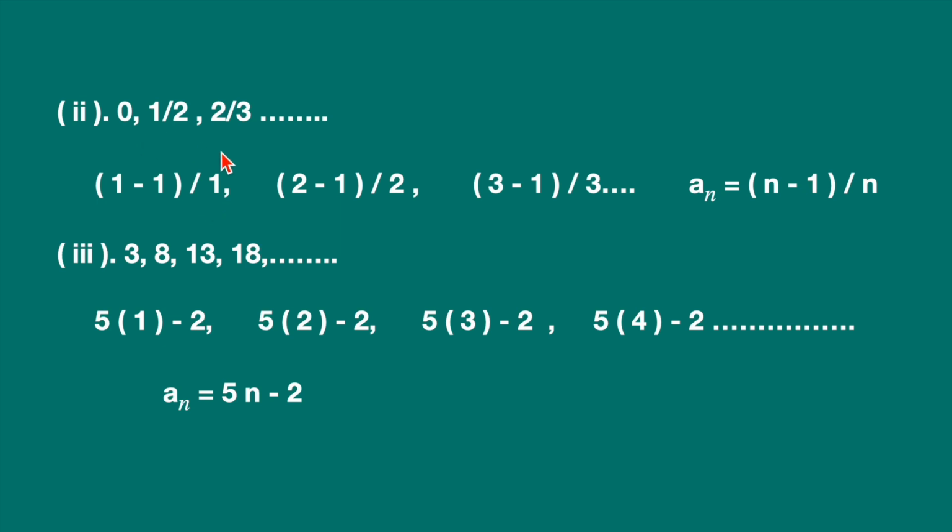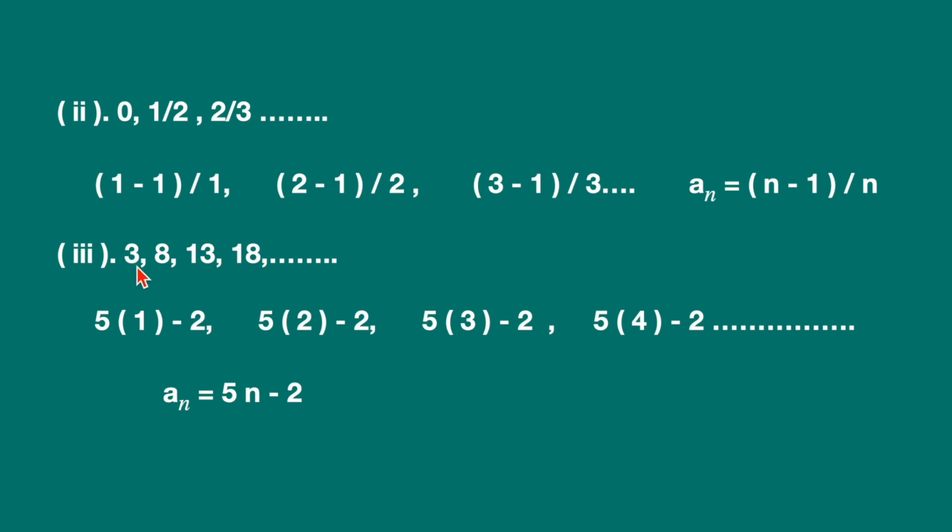Here let us write down 2 minus 1 upon 2. That is the second term. 2 minus 1 is 1, 1 upon 2. This will be 3 minus 1 upon 3. So what is the nth term? N minus 1 upon n. Can you see? Third term is 3 minus 1 upon 3. Okay. So this is the general formula. Okay. Next sum, 3, 8, 13, 18. So let's write down. Okay.